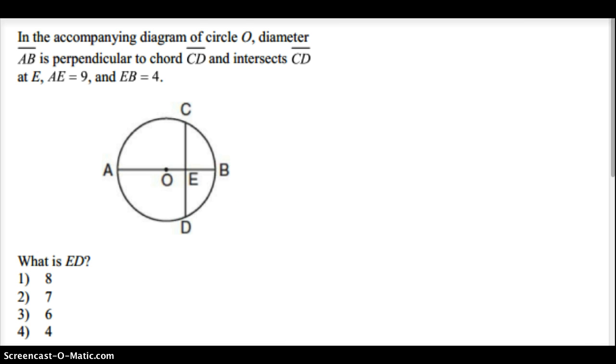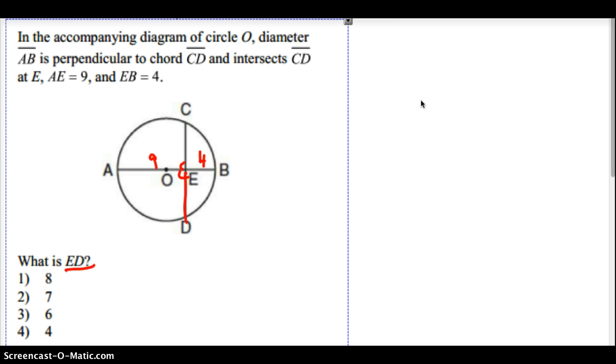Now, here's about to get real, so I hope you're paying attention. In the accompanying diagram of circle O, this is circle O because there's an O here, diameter AB is perpendicular to chord CD. So I know these are perpendicular, 90-degree angles everywhere, right? If we know AE, this part right here, is 9, and EB is 4, how can I find out what ED is, which is this guy?